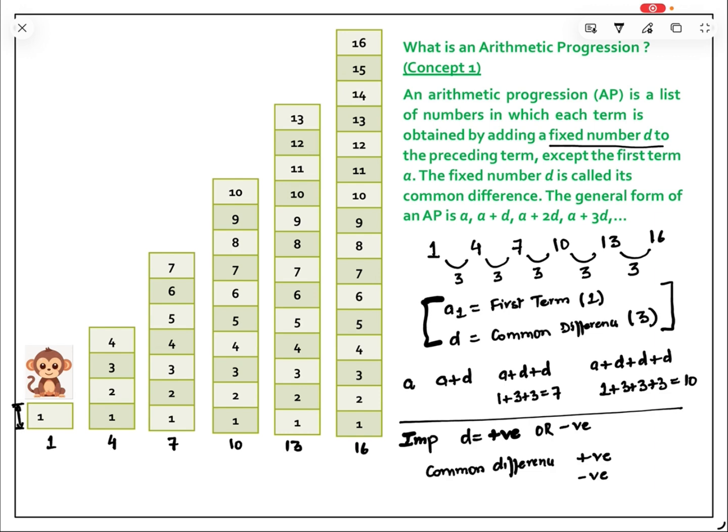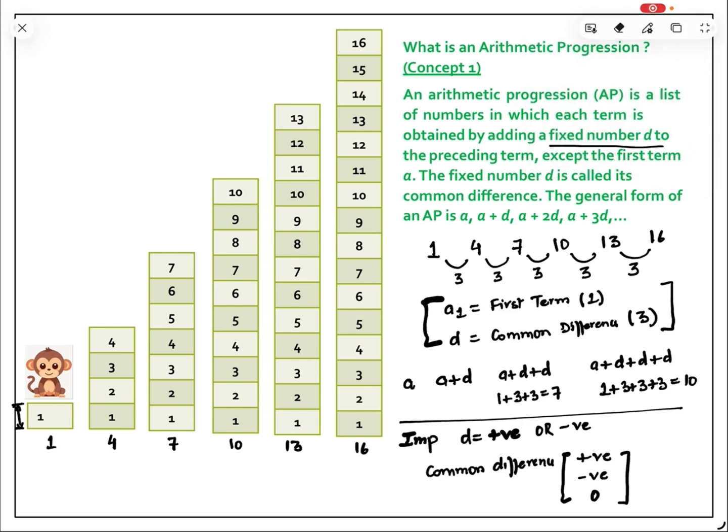So if it's positive, it's an increasing progression. If it's negative, it's a decreasing progression. And if you are talking about a common difference of 0, then what are we basically referring to? We are referring to a series in which all the numbers are one and the same. So I hope the definition of arithmetic progression is kind of clear with this particular example.